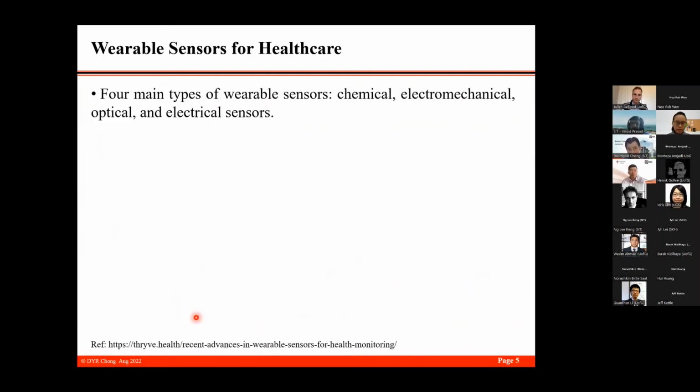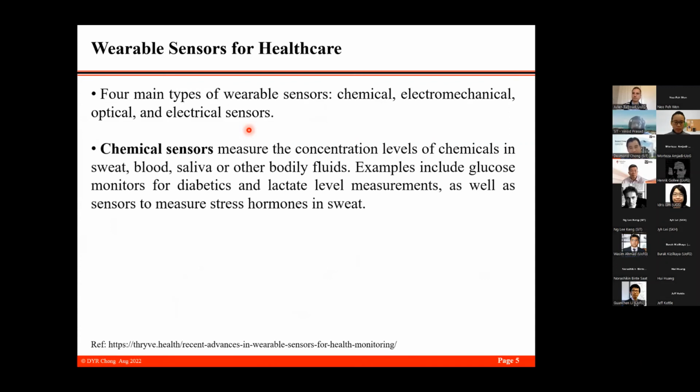Let's move into wearable sensors for healthcare. I believe there are 4 major types of wearable sensors that touch on different kinds of technology. They can be classified into chemical, electromechanical, optical, and electrical sensors. The chemical sensors measure the concentration levels of chemicals in sweat, blood, saliva, and other bodily fluids. Some examples include glucose monitors for diabetes, lactate level measurements, and using sweat sensors to measure stress hormones.